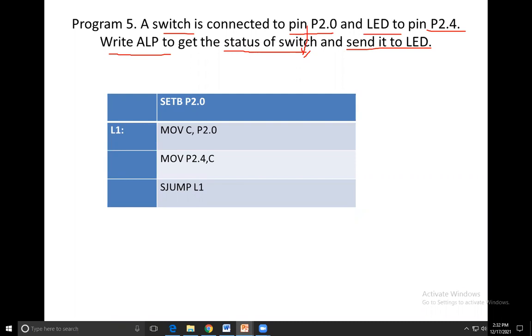And check where this instruction is present. MOV C, P2.0. What is the meaning of the C? C is a register value. C is a register. Is C a register? Have a look.